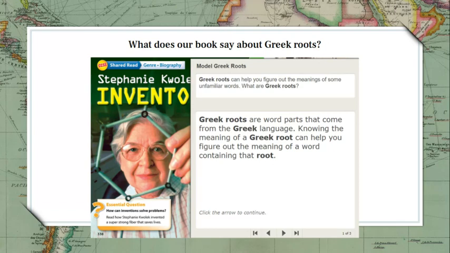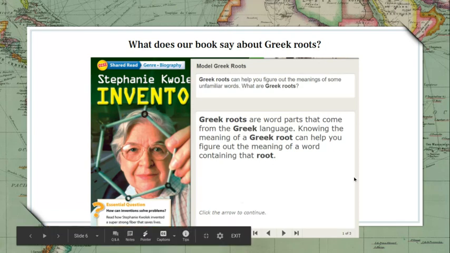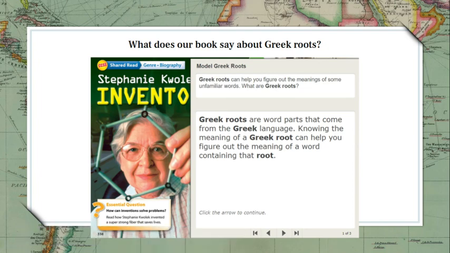Here's what our book says about Greek roots. Greek roots are word parts that come from the Greek language. Knowing the meaning of a Greek root can help you figure out the meaning of a word containing that root.